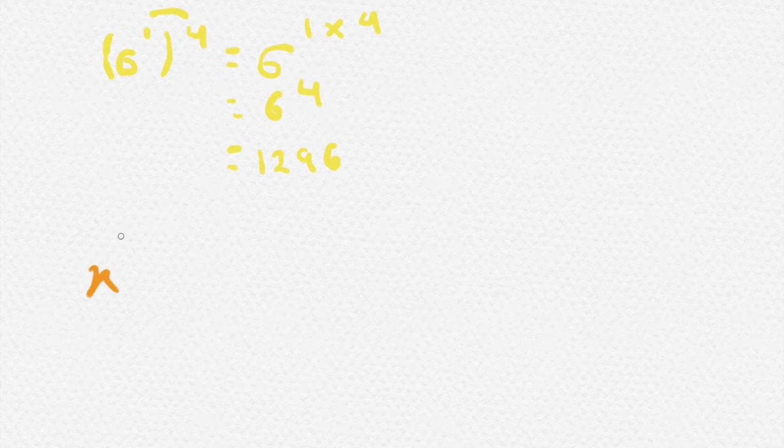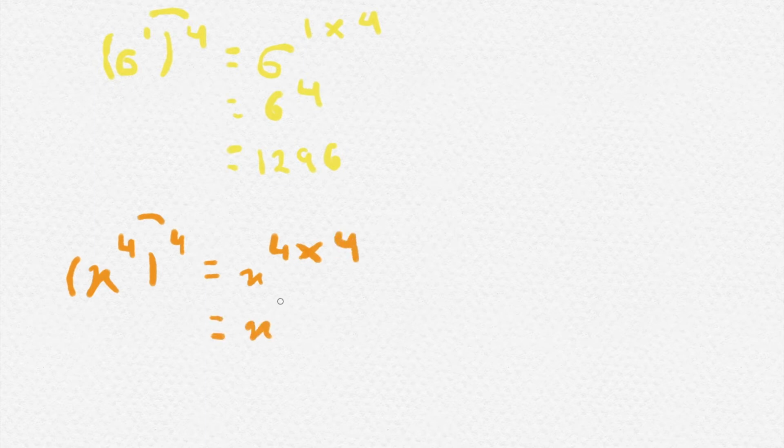Our next example will be 6 to the power of 1 inside brackets to the power of 4 will be equal to 6 to the power of 4 times 1, which will be equal to 6 to the power of 4. This question may tell you to evaluate the answer. In this case, the answer will be 1296. Our next example will be open bracket x to the power of 4, close bracket to the power of 4. We will get x to the power of 4 times 4. This will be equal to x to the power of 16 as your final answer.